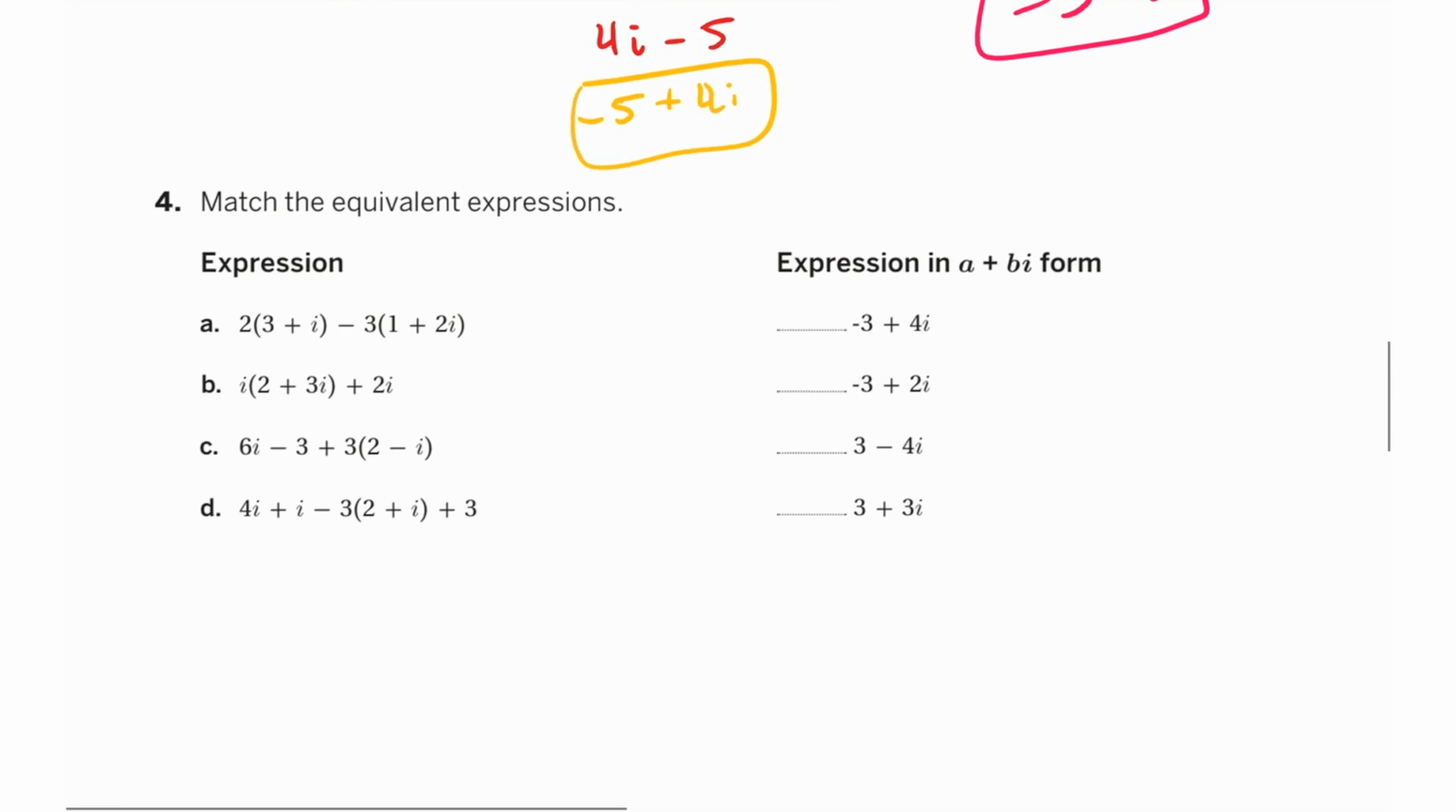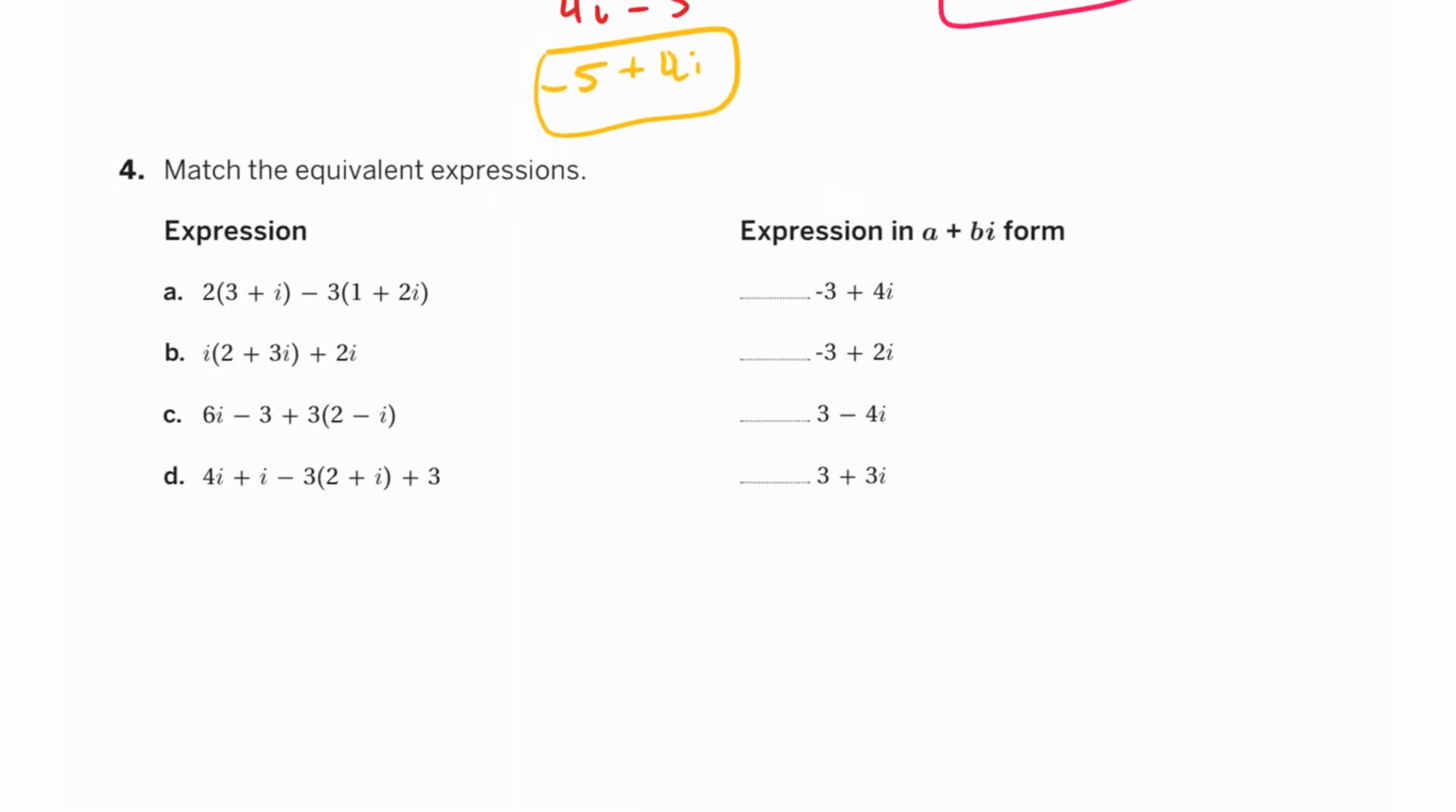For number 4, match the equivalent expressions. For the first one here, I'm going to simplify by distributing to get 6 plus 2i minus 3 minus 6i. 6 minus 3 is 3. 2i minus 6i is -4i. So that would be A right there. I'm going to erase this so I get some more space.